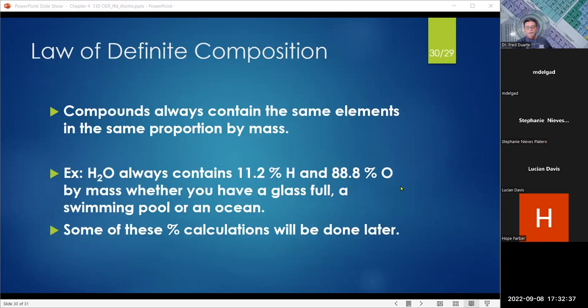All right, you know what? I thought I was going to end it here, but yeah, one last one. Sorry. Law of definite composition, meaning that when water gets together, there's 2 hydrogens and 1 oxygen, which corresponds to 11.2% hydrogen and 88.8% oxygen. We're going to learn how to calculate that later, but that is the composition of water, regardless of whether it's water obtained here or on the other side of the world. Water is water: 11.2% hydrogen, 88.8% oxygen.